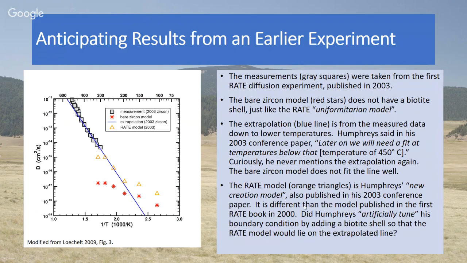And what's interesting is he added this biotite shell. And by adding this biotite shell with the same diffusivity as zircon, even though his own data showed biotite has a much higher diffusivity, by adding that shell and making the diffusivity equal to that of zircon, he now gets 3 of his data points to lie very nicely on this extrapolation, which he said he later needed. Okay, this was all known in 2003. No predictions. There's no predictions at this point. This is all known data.